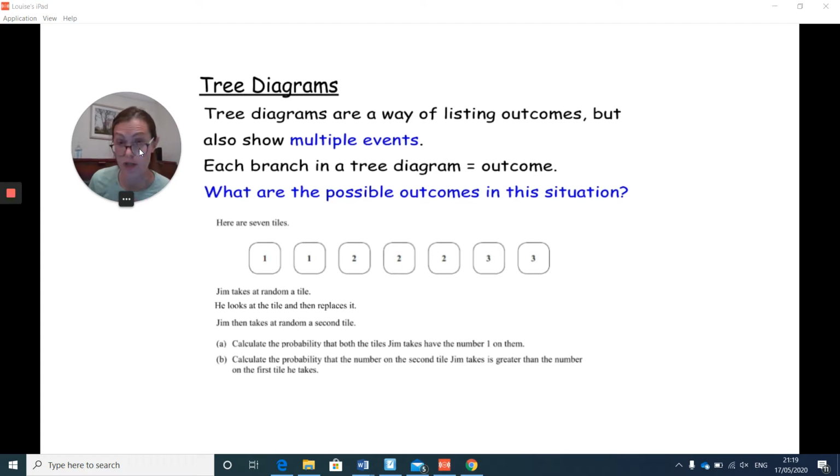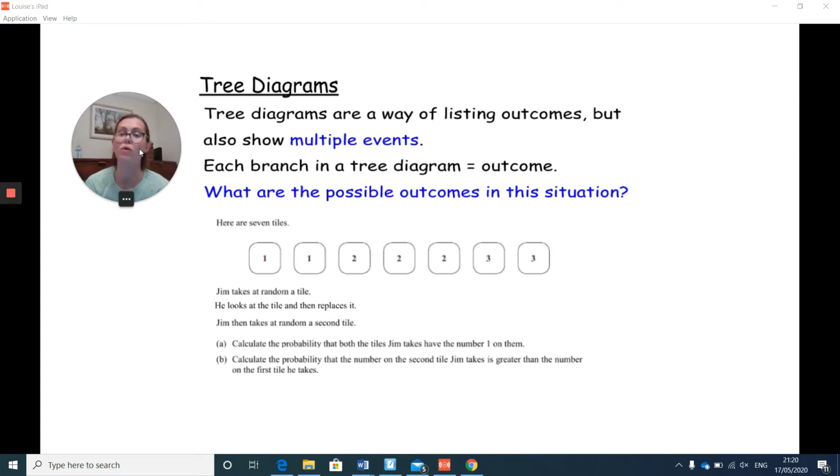This is an exam question that we can have a look at to try and highlight these two things. It says, here are 7 tiles. You've got 2 tiles that have got a 1 on them, 3 tiles that have the number 2 on them, and 2 tiles that have the number 3 on them. Jim takes a random tile. He looks at the tile and then replaces it. Jim then takes a second random tile. Part A: calculate the probability that both the tiles Jim takes have the number 1 on them. And part B: calculate the probability that the number on the second tile Jim takes is greater than the number on the first tile he takes.